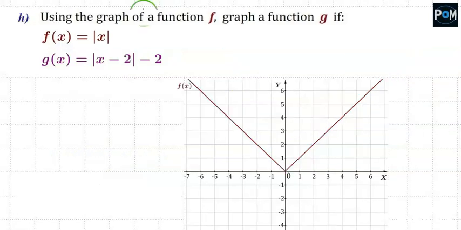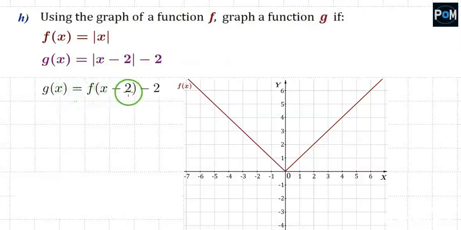In the next example, we again have the function f of x equal to the absolute value of x. Here we already have it drawn. We need to draw a function g, which has the formula absolute value of x minus 2 and minus 2. In other words, it's g of x equals f of x minus 2 and minus 2. The part inside the parentheses tells us whether to go left or right, and the part outside tells us whether to go up or down. Here in parentheses, it goes contrary to what the sign suggests.